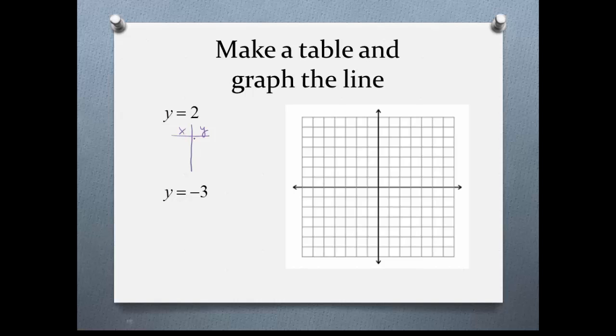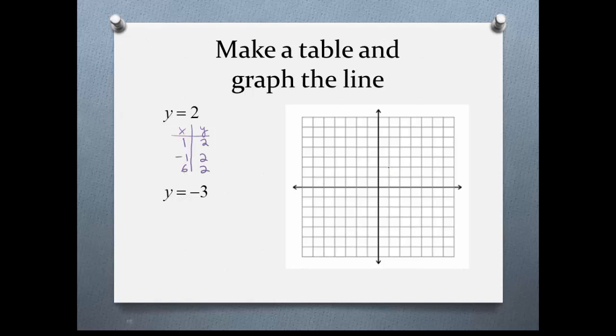The main thing you want to understand is when it says y equals 2, it means that no matter what x is, y always has to be 2. So if I felt like putting in x is 1, y would have to be 2. If I feel like putting in x is negative 1, y would have to be 2. If I feel like putting in x is 6, y has to be 2. So no matter what x is, y is always 2.